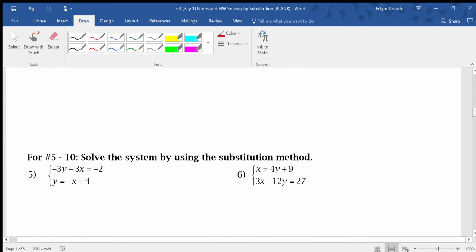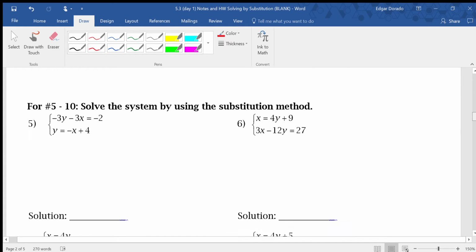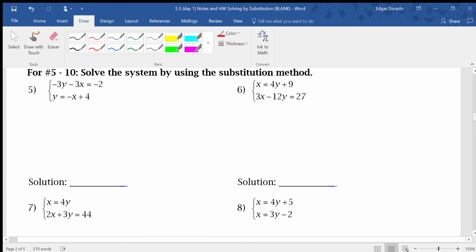All right. So essentially 5 through 10, same thing. We're just substituting here, guys. So I would say let's go ahead and do number 5 together and maybe number 8. I'm going to go ahead and skip 6 and 7. I want you guys to try those on your own when you get a chance. But for now, let's go ahead and do number 5 together, okay?